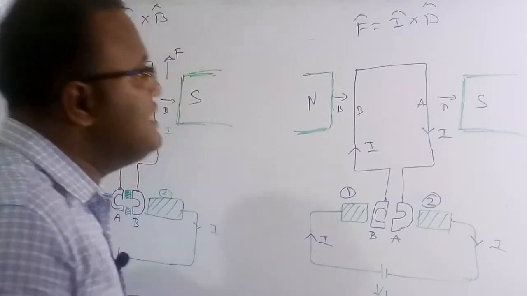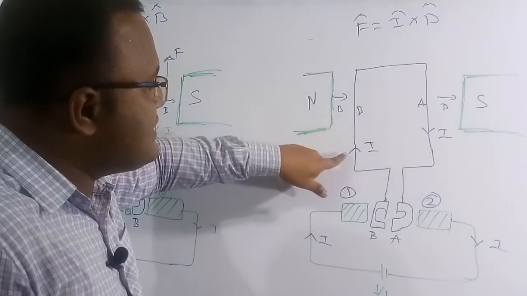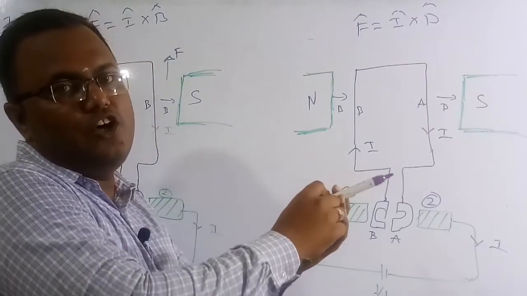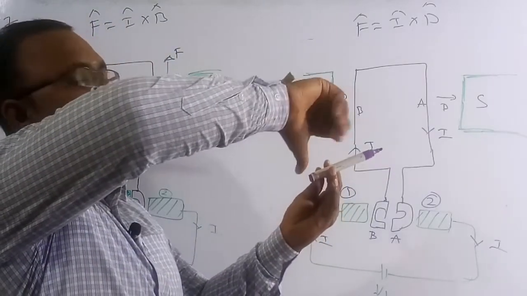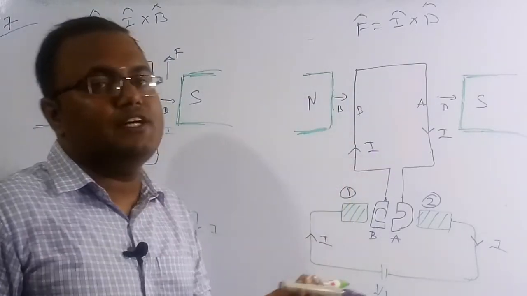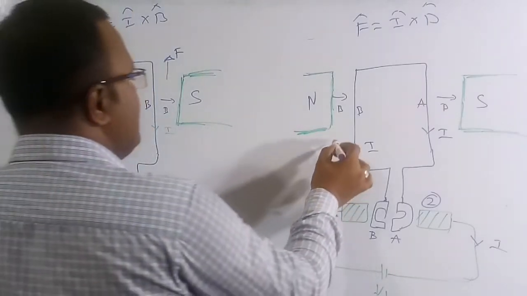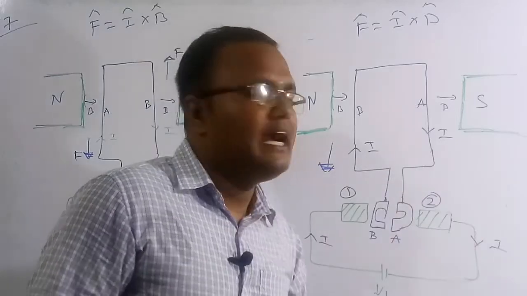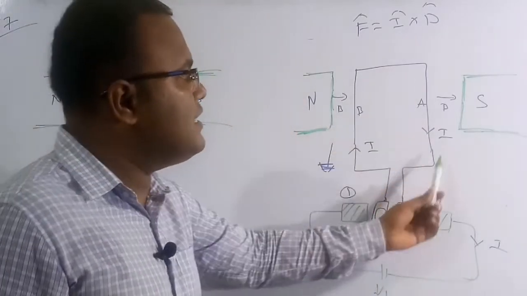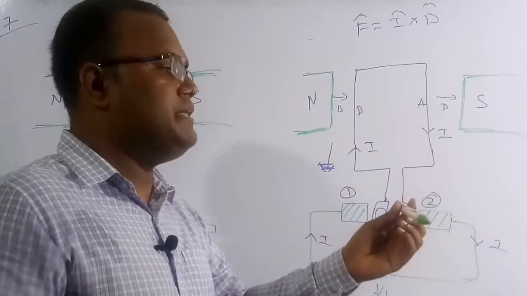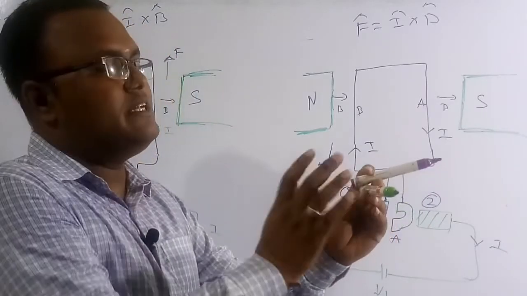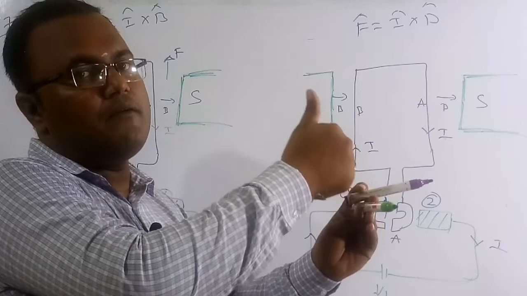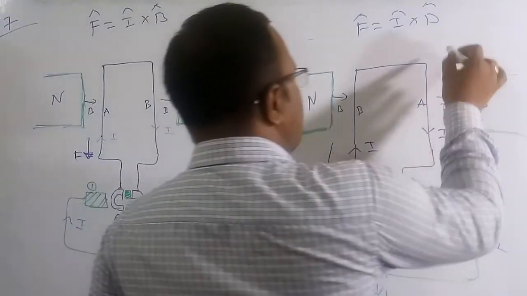If you apply the same principle, here the current is inside and the magnetic field is in this direction. Take the cross product of current and magnetic field, the thumb is in the downward direction, so the force on this conductor is downward. The same applies on conductor A. Here the current is outward and the magnetic field is here. Take the cross product, the thumb is upward, so the force on this conductor will be up.